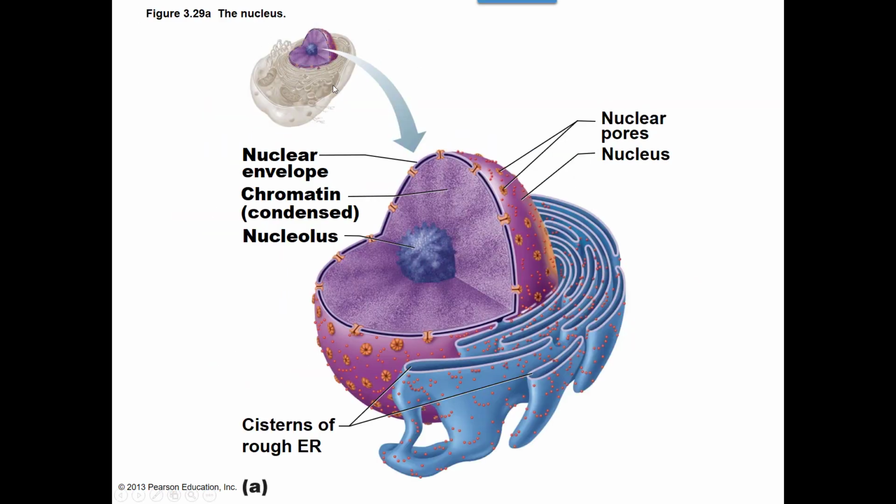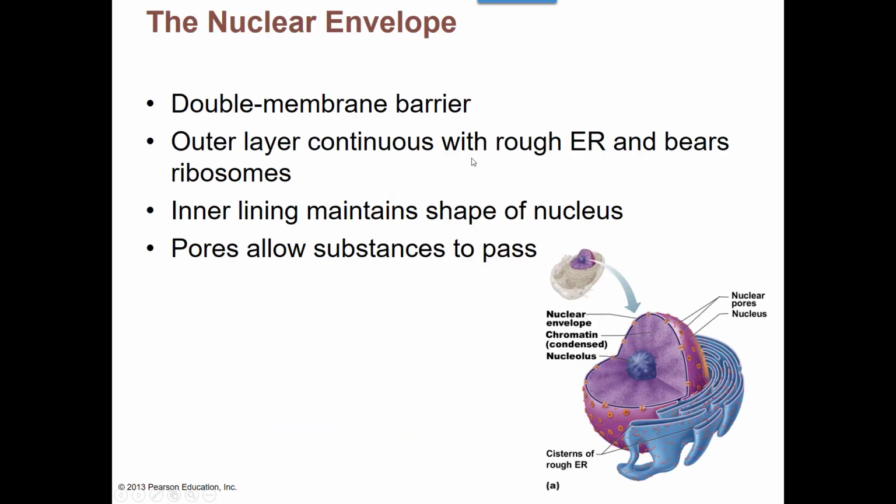Now, on the outside of the nucleus, it does have a double membrane. It's got two white layers there. The outer is connected with the rough endoplasmic reticulum that has all those ribosomes on it, and the inner one maintains the shape of the nucleus itself. So one is attached to the rough ER, one just maintains the shape of the nucleus. And it does have pores. It has little tiny holes that allow things to go inside the nucleus and allow things to come outside the nucleus.